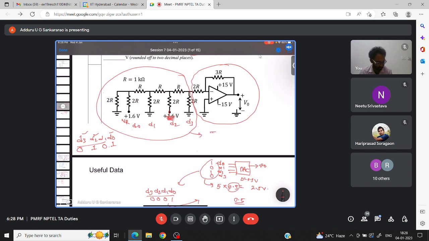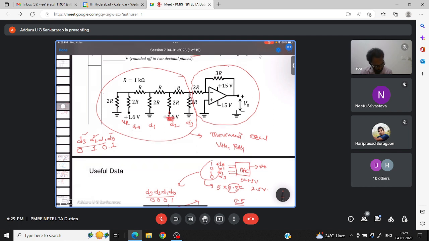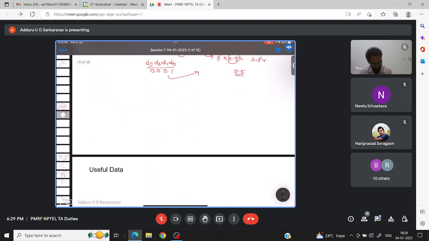I'll find out the Thevenin's equivalent, that is VTH and RTH. I'll find them out and replace the entire circuit with this VTH and RTH. You know this, right? Hope you understood this. How to solve this, I'm just telling, but no need to solve it in the exam.